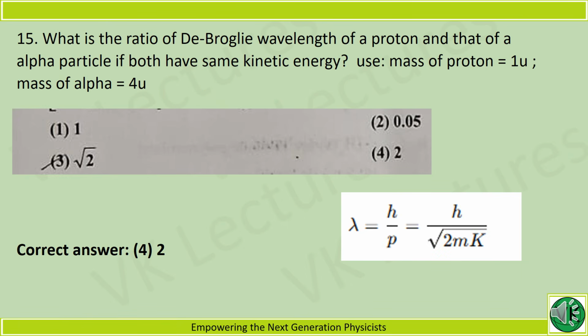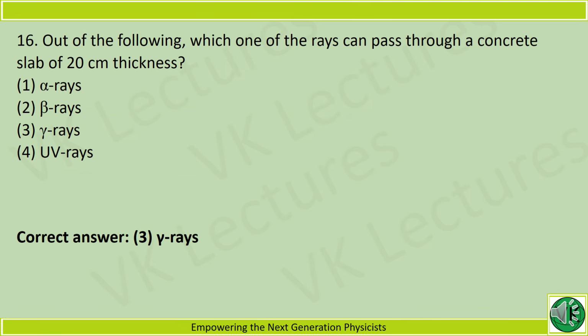What is the ratio of the de Broglie wavelength of a proton and that of an alpha particle if both have the same kinetic energy? Mass of proton is 1u and mass of an alpha is 4u. The formula given is lambda equal to h by p, which is equal to h by under root 2mK. The correct answer is option 4, which is 2. Which of the following rays can pass through a concrete slab of 20 centimeter thickness? Which is obviously the gamma rays.